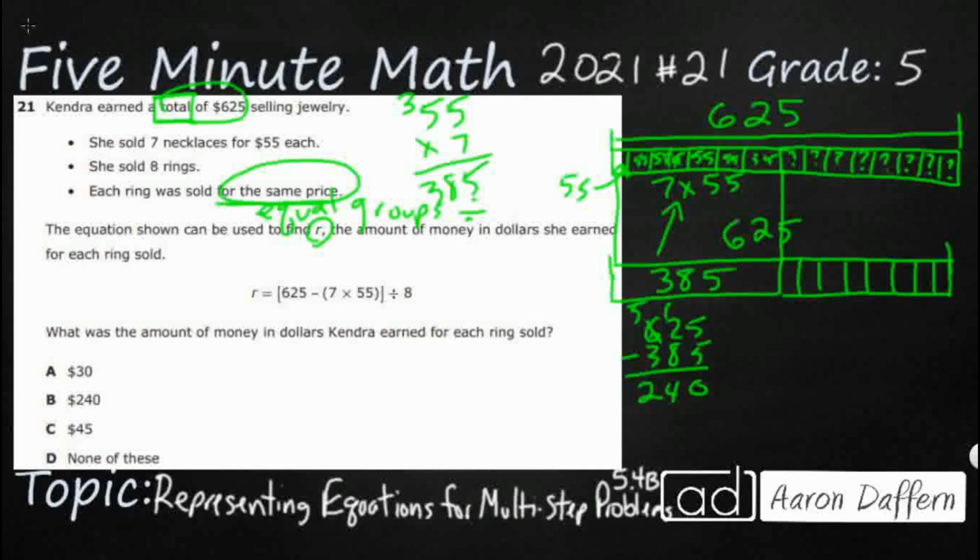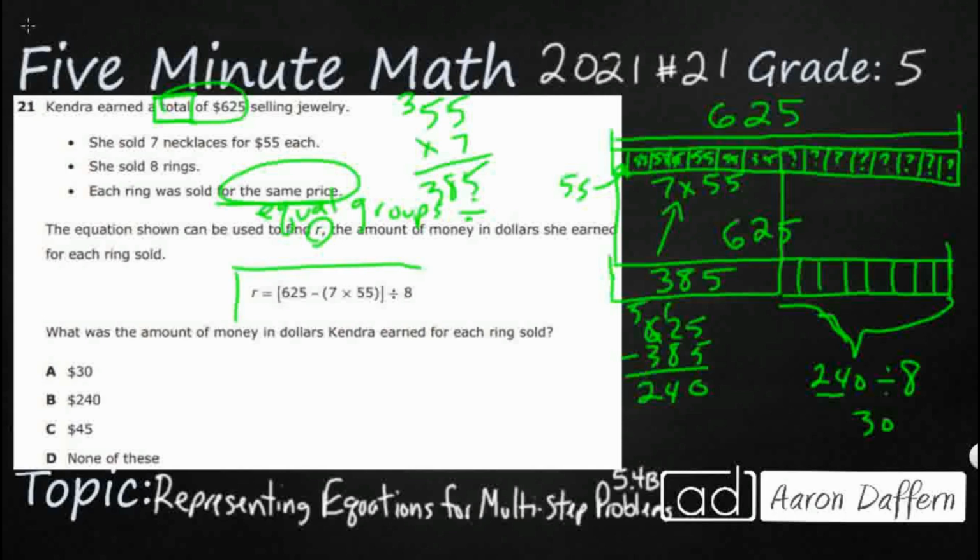So I've got 240. So this chunk right here is going to be 240. And I need to divide that into 8 chunks. And that would give me my answer. So it looks like they're going to be about 30 each. 24 divided by 8 is 3, so 240 divided by 8 is going to be 30.